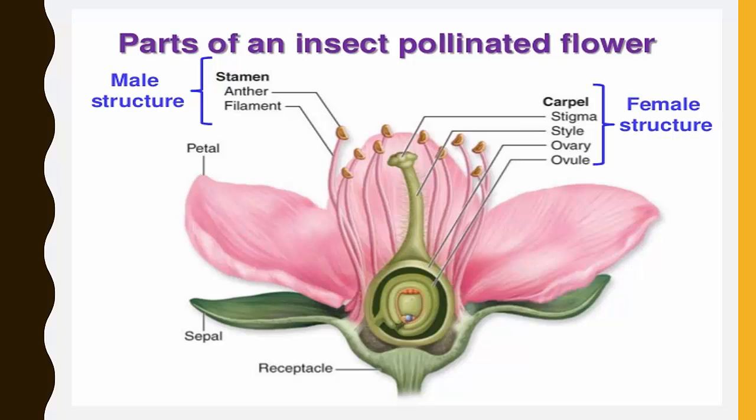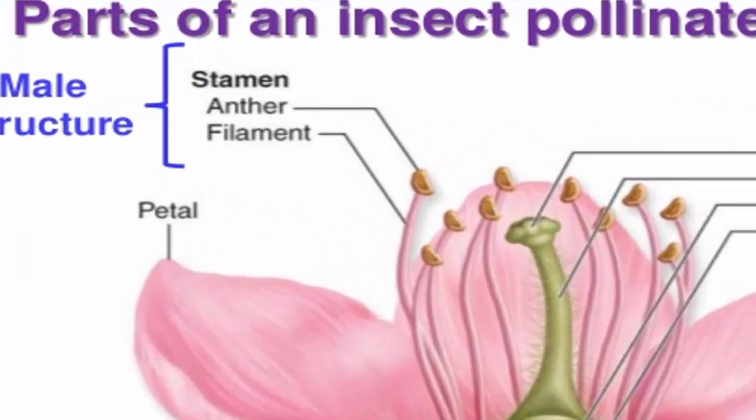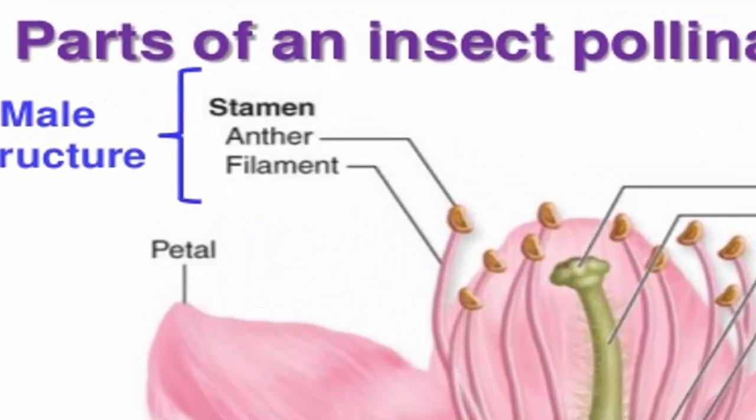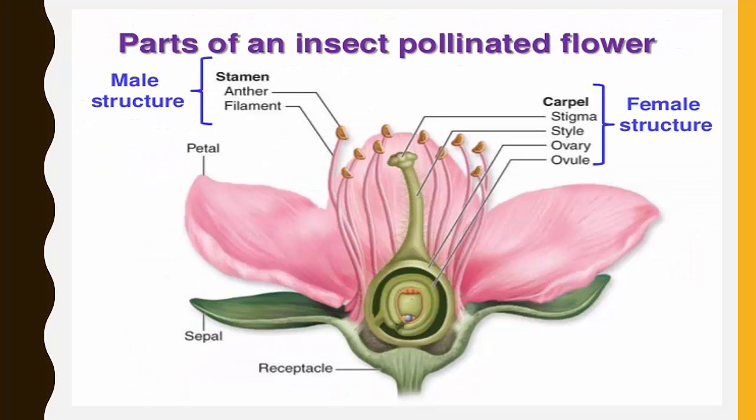Most plants have both female reproductive organs and male reproductive organs. The male reproductive organs are called stamen. Each stamen consists of a filament and an anther. The filament holds and attaches the stamen to the flower. The anther is a sac where pollen grains are formed.